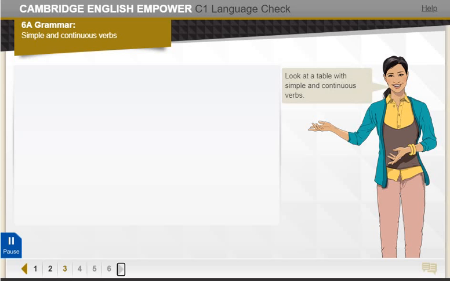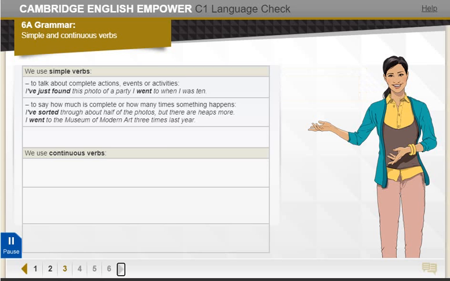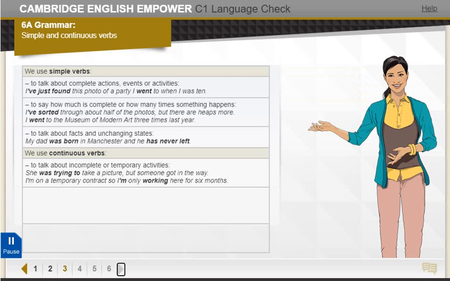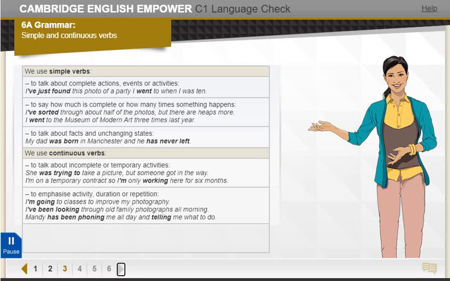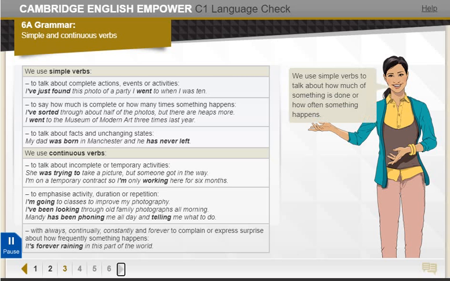Look at a table with simple and continuous verbs. We use simple verbs to talk about how much of something is done, or how often something happens. We also use simple verbs to talk about facts and permanent states.